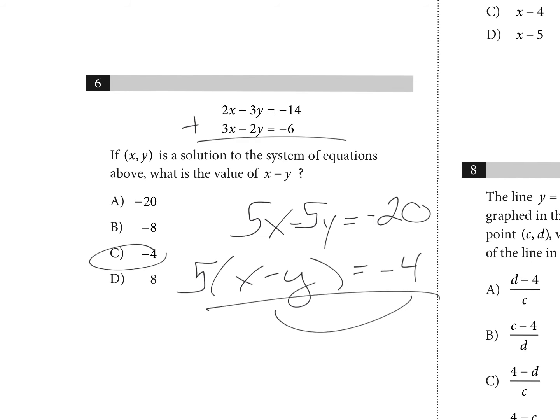Look at how much time we just saved there. And that is the name of the game. We want to use that time. We want to be efficient.